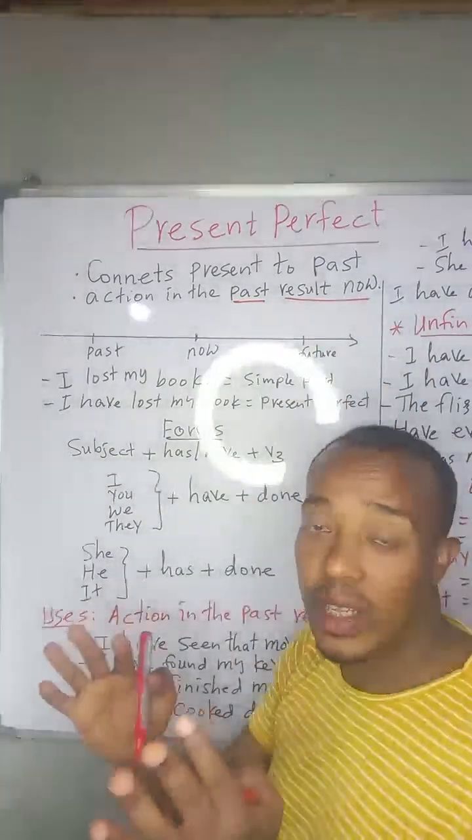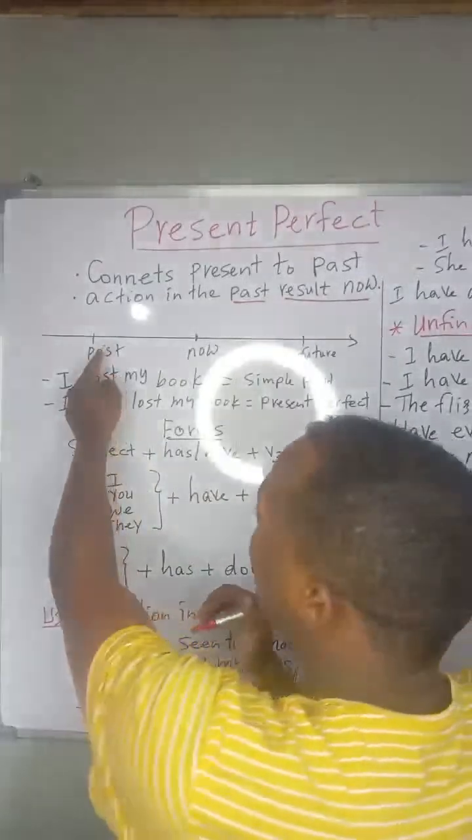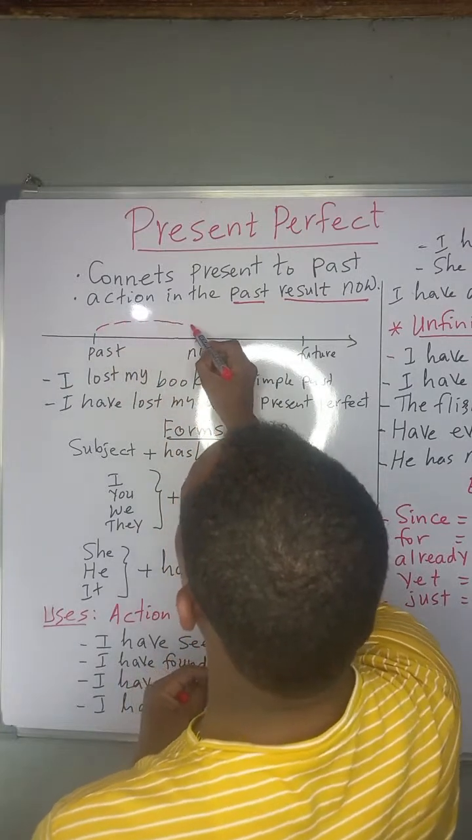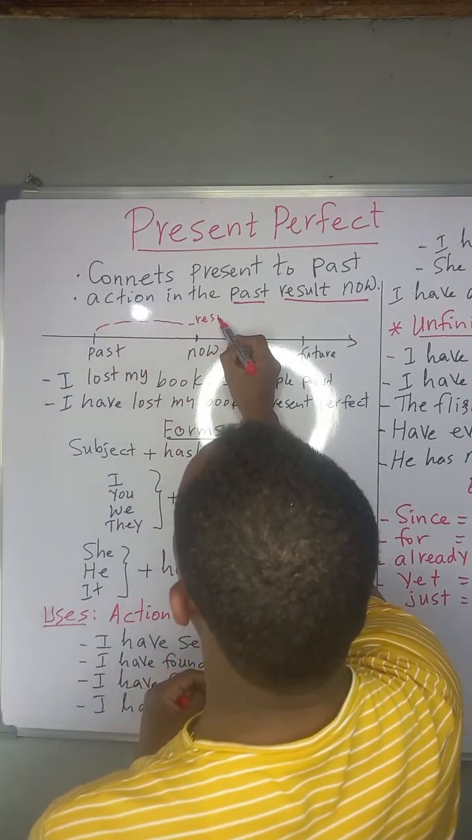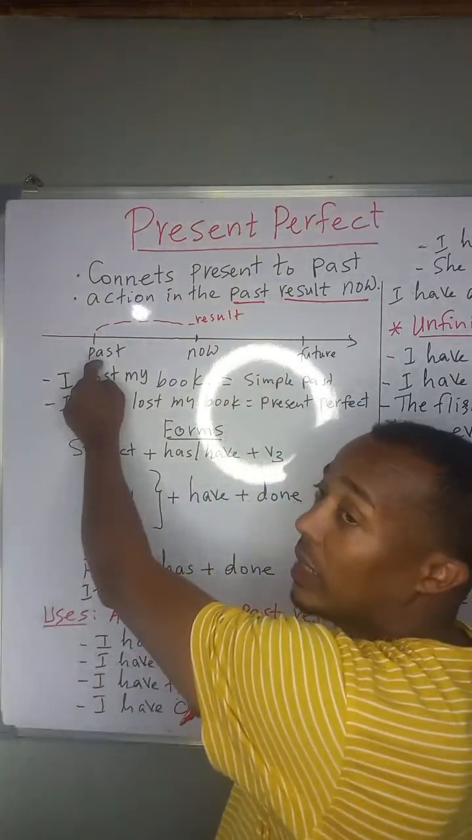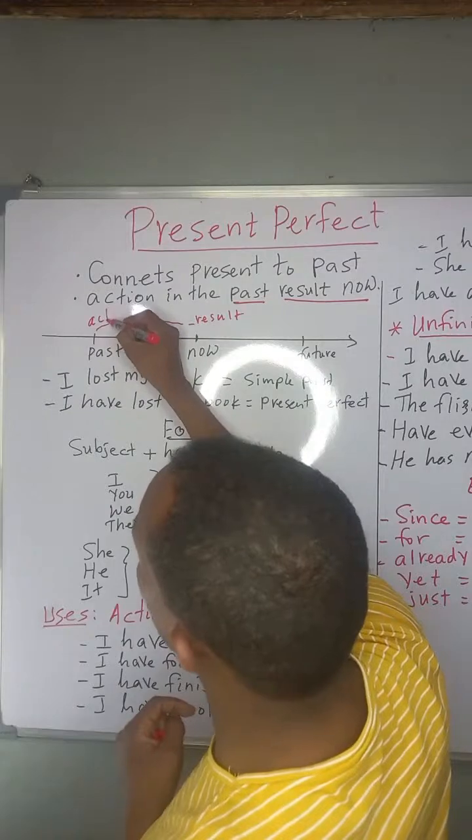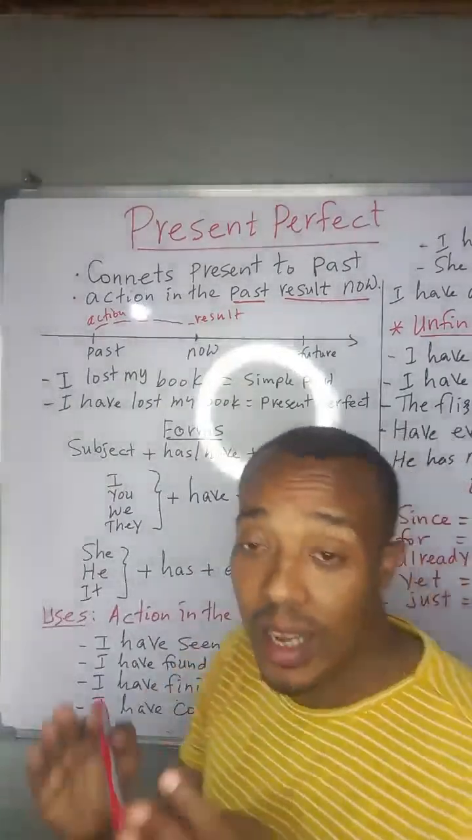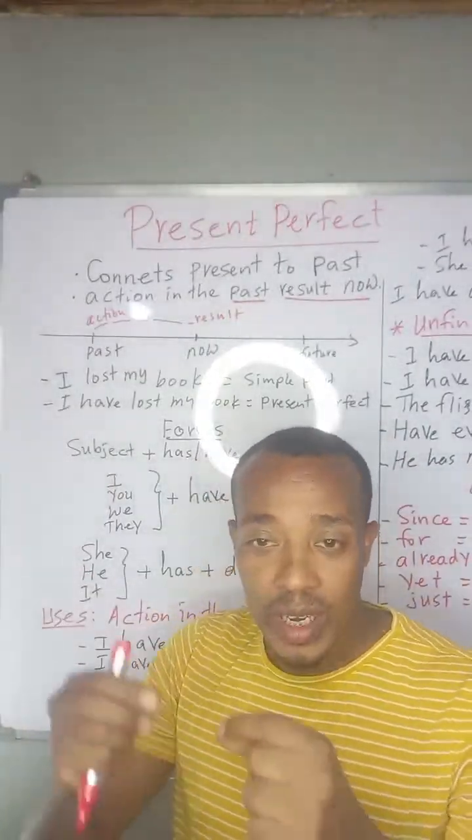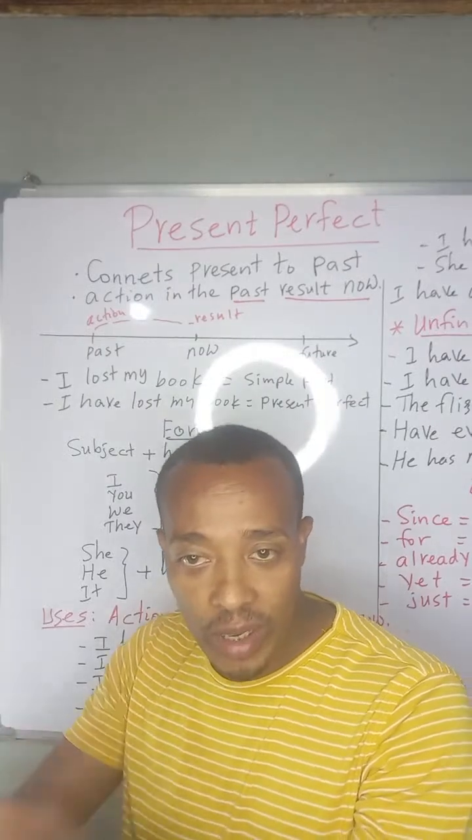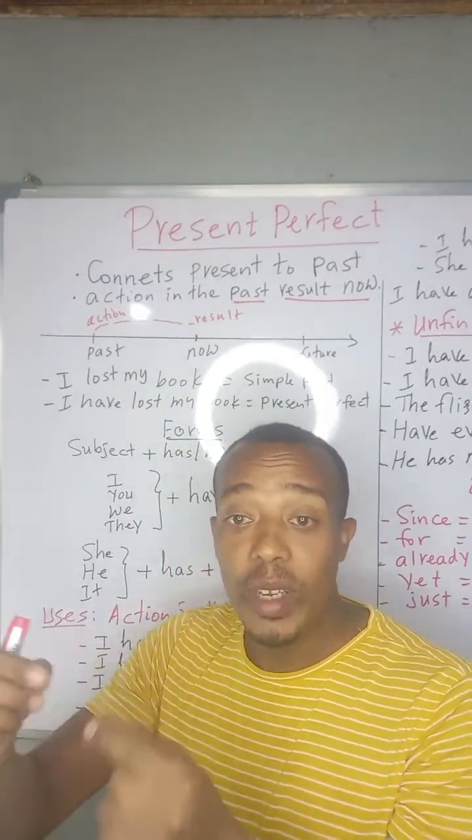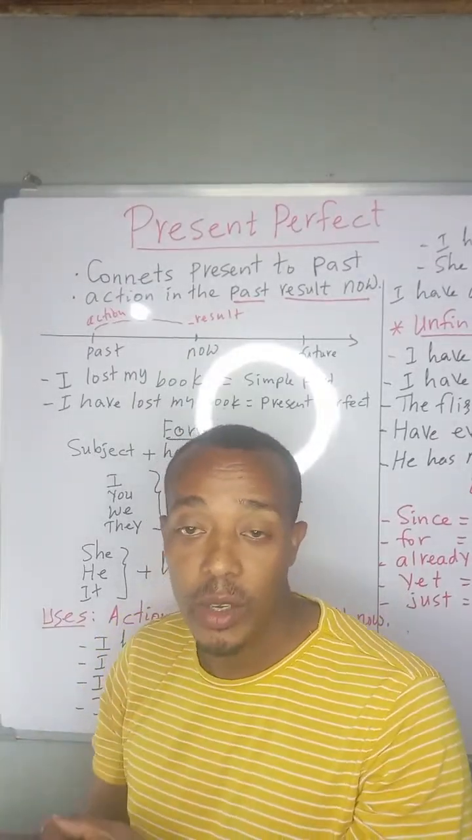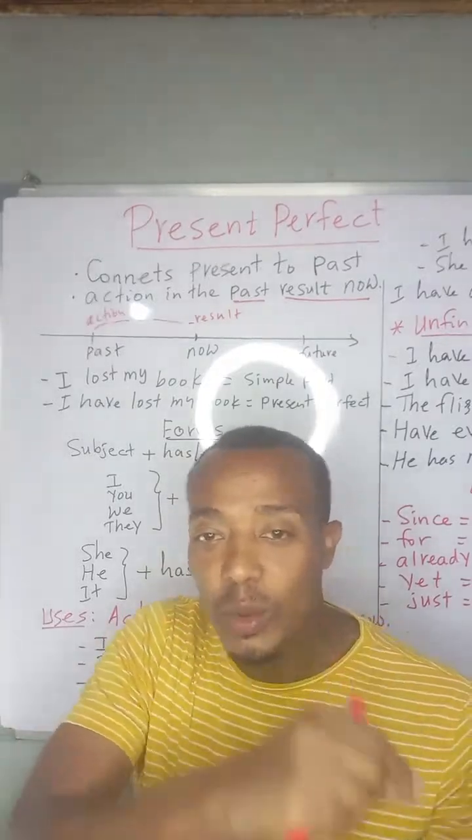We use present perfect tense in three forms. The first one is an action that is performed in the past and whose result is seen now. An action happened, and the result is seen now. The action is already done and completed in the past, but the result of the action is seen in the present time. So it connects past to the present.